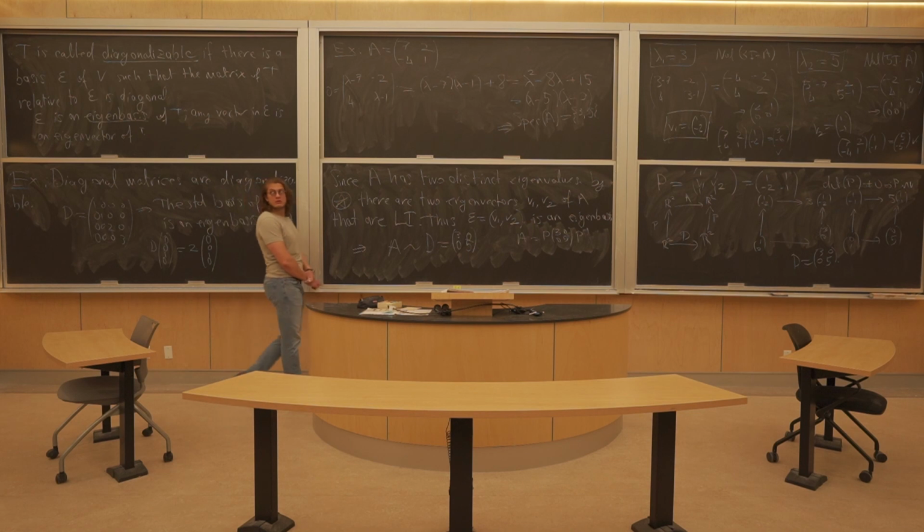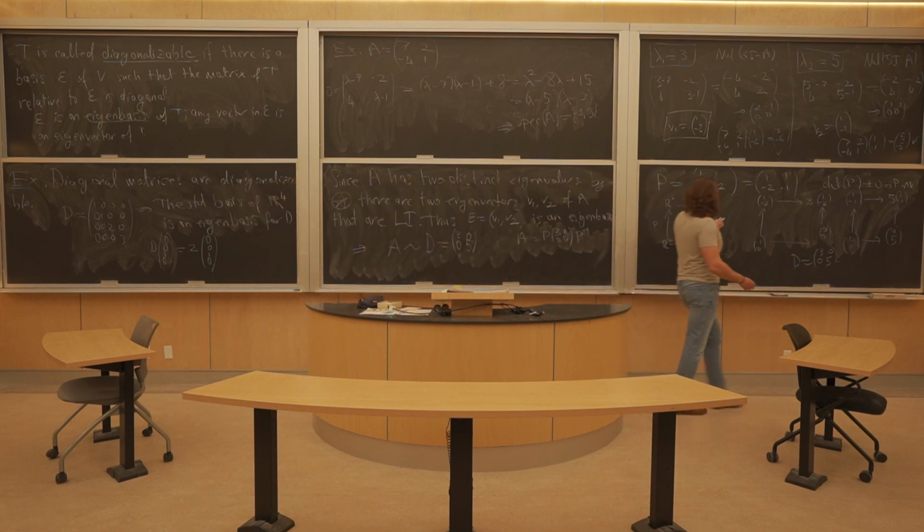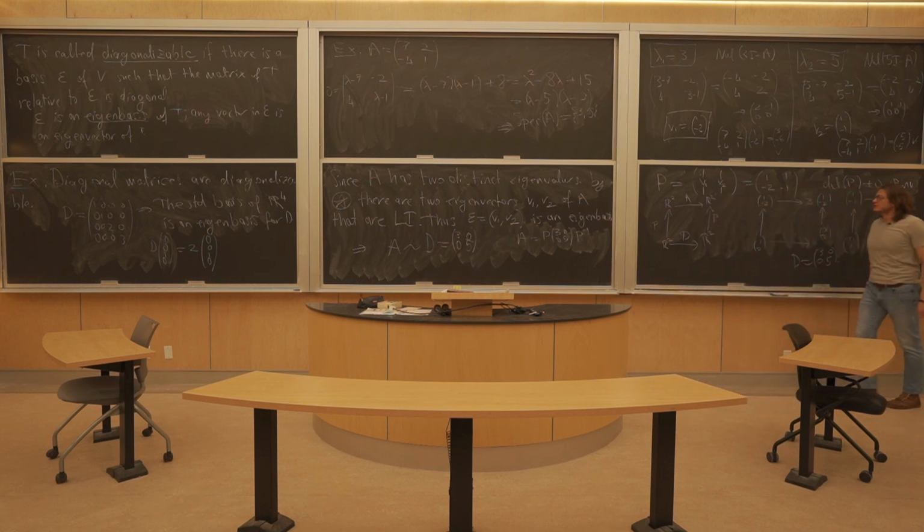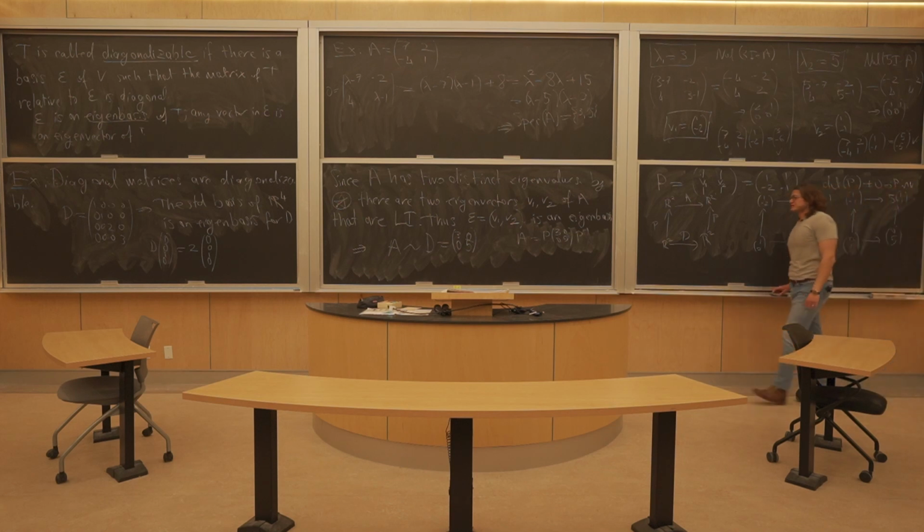What's the symbol next to the 1 and 2? Oh, I'm trying to say P is that matrix whose first column is V1, and the second column is V2. I see.